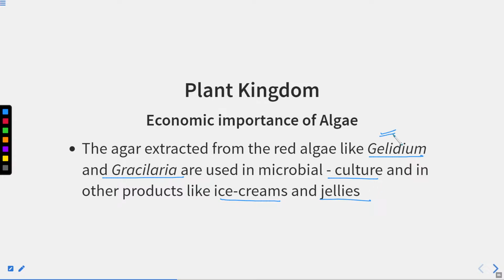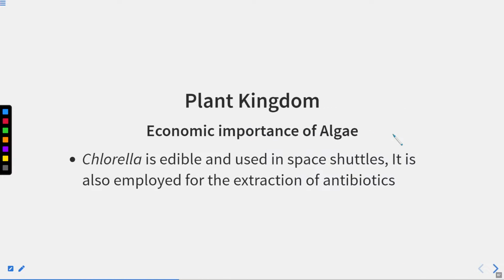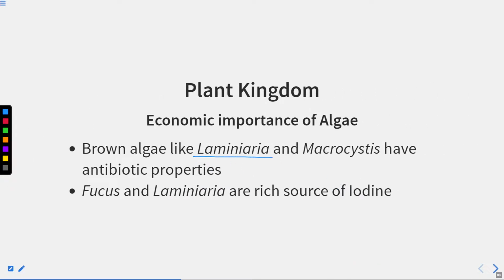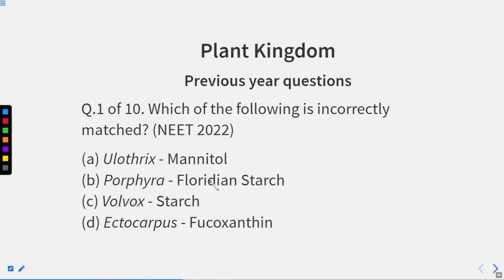So it gives you the jelly-like combinations. Chlorella is edible and used in the space shuttle, and it is also employed for the extraction of antibiotics. It is an edible alga, used in the space shuttle because it is eaten by the person who goes to space with the spacecraft, right? Brown algae, Laminaria and Macrocystis have antibiotic properties. Fucus and Laminaria are a rich source of iodine, so iodine is extracted from them.